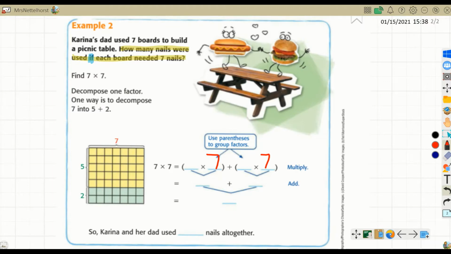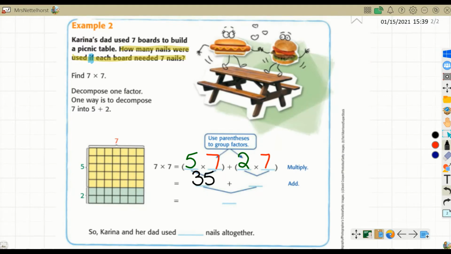So I made those red to match the red 7 up here. Now I'm going to grab a green and I'm going to put in my rows of. So 7 times 7 is the same as 5 rows of 7 plus 2 rows of 7. Okay, I'm going to switch to black so that we don't get confused with our greens and our reds. Now I know I can skip count by 5s up 7 fingers to get my answer. 5, 10, 15, 20, 25, 30, 35. So this one is 35.